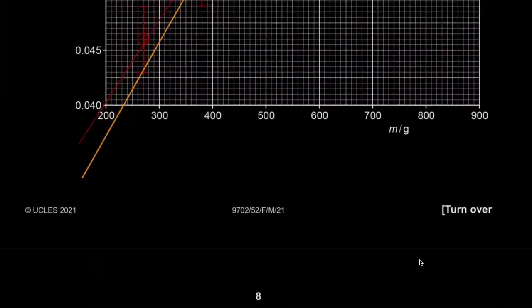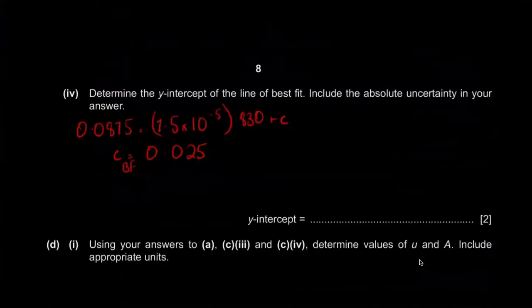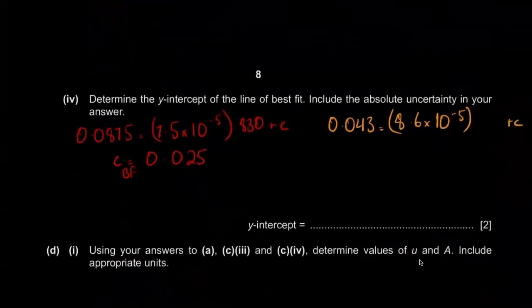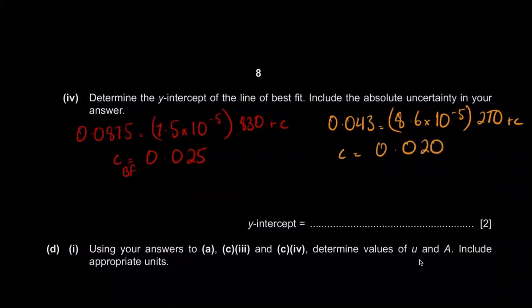And then for the worst fit y-intercept, y equals mx plus c, 0.043, and this was 270. So this c turns out to be 0.01978, so 0.020. So the y-intercept would be 0.025, plus or minus the difference between the two, which would be 0.005.